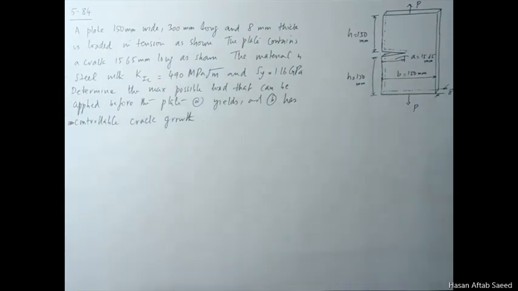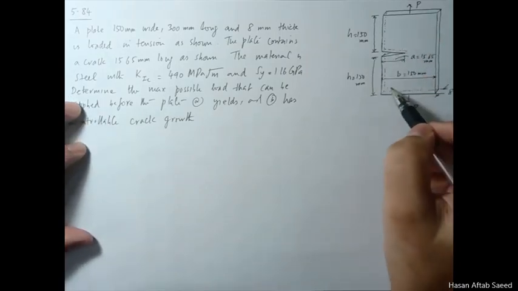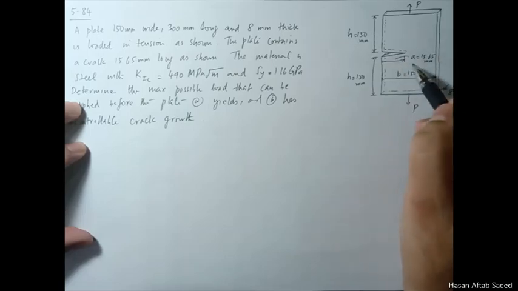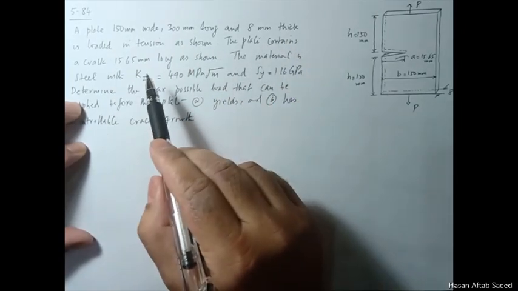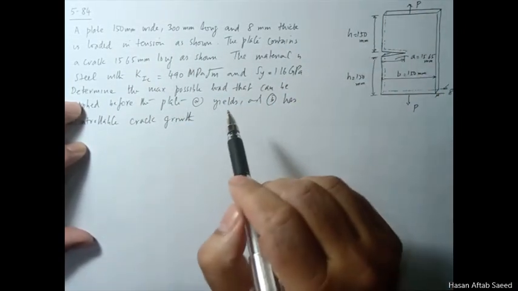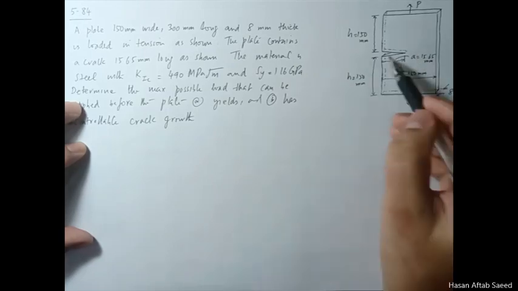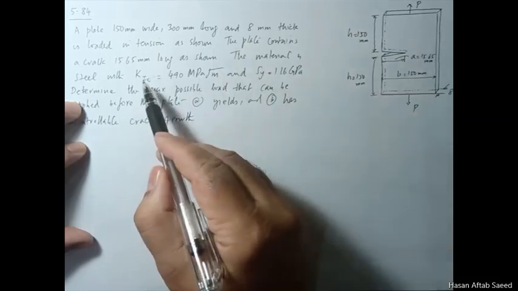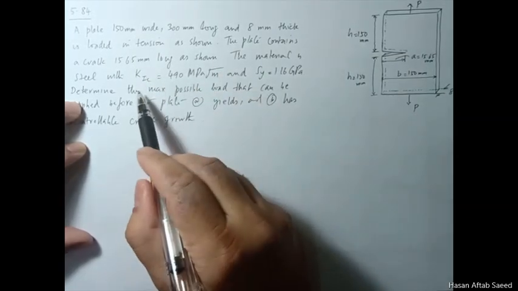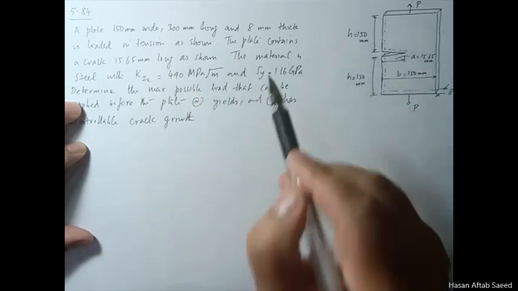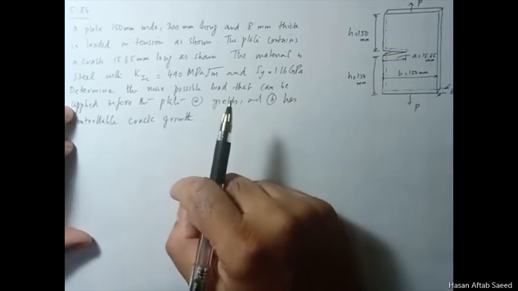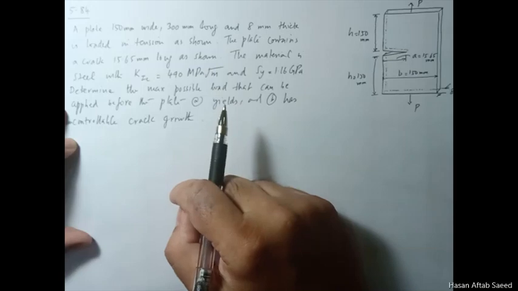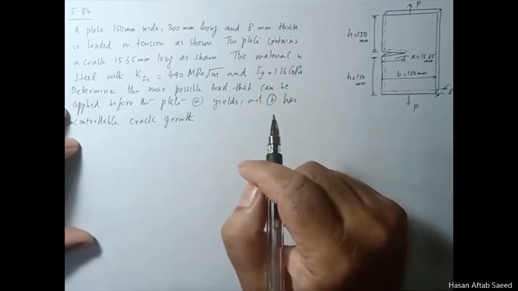remain the same. Now, to take this problem, this is an edge crack, obviously, and the dimensions are given: the width, the height, the crack length, thickness. A plate, the dimensions are given, is loaded in tension as shown. Obviously this is mode 1. The plate contains a crack 15.65 millimeter long as shown. This is the crack. The material is steel with a critical stress intensity factor, this is the material property, of 490 MPa root m and a yield strength of 1.16 GPa. It's a very strong steel, obviously. Determine the max possible load that can be applied before the plate A yields and B has uncontrollable crack growth.